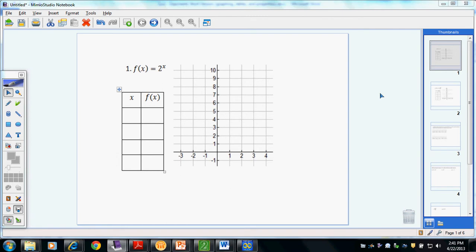The exponential quiz that was assigned last week will be due tomorrow, April 23rd. So what we're starting off here is exponential graphing.